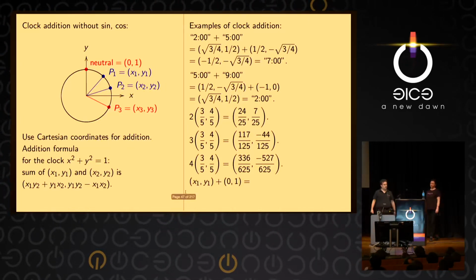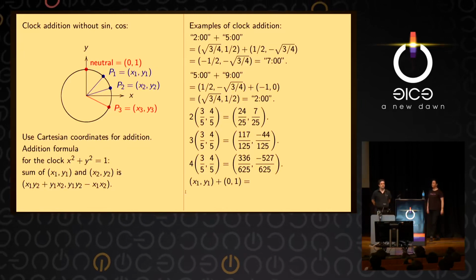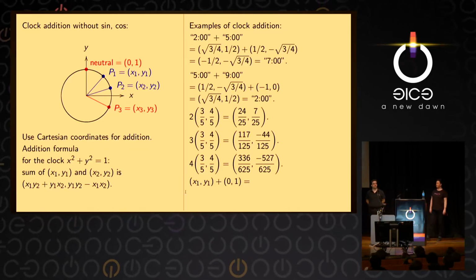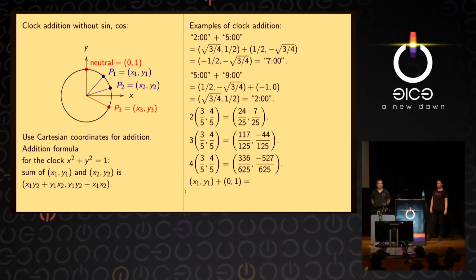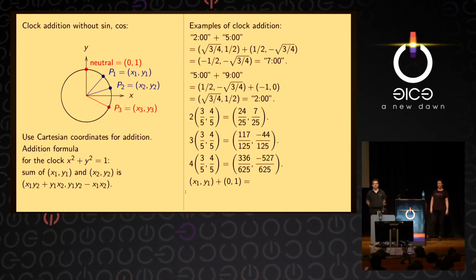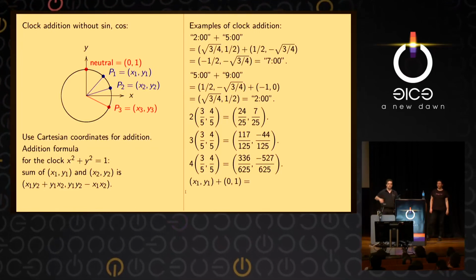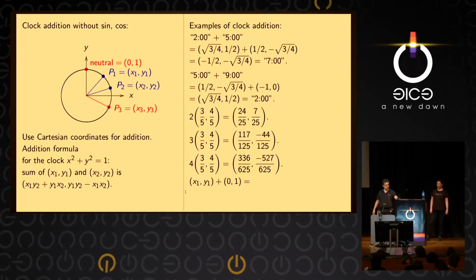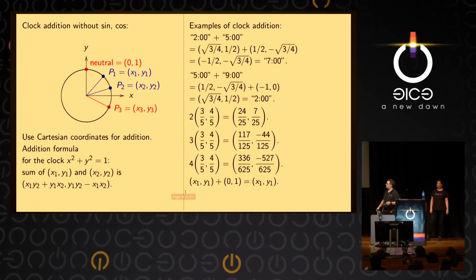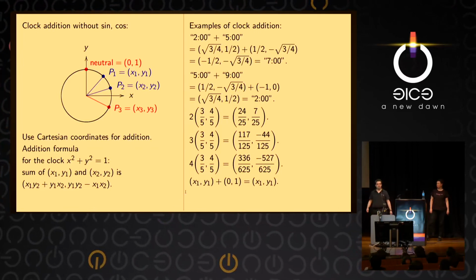You can also try adding any point you want, without even knowing what it is, to 12 o'clock. 12 o'clock was 0, 1. And if you plug those into the formulas, you get 12 o'clock plus 3 o'clock is 3 o'clock, 12 o'clock plus 5 o'clock is 5 o'clock, 12 o'clock plus anything is that thing back again. And that just pops right out of the general formula for adding 2 points.